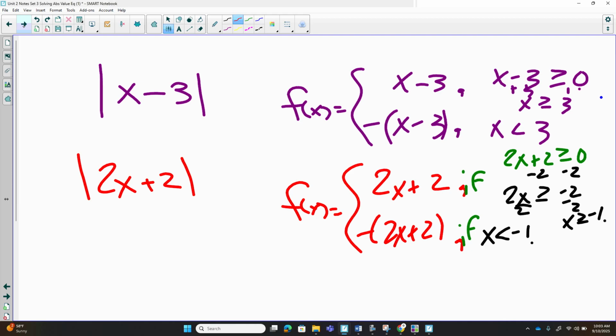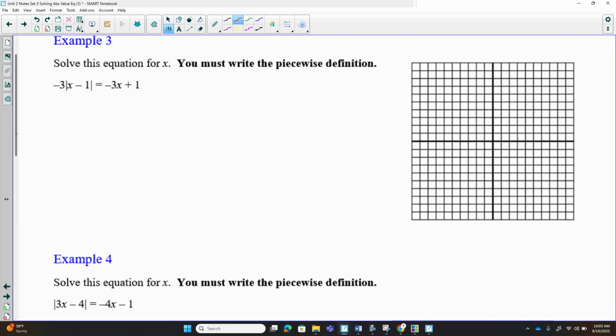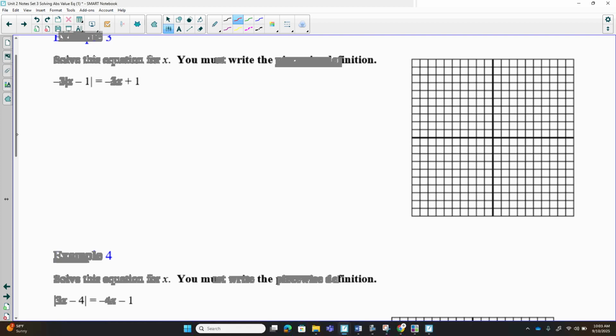Okay? Let's you practice some of this. All right, we're going to do one more. Example number 3. There are like 6, 7 examples in here, so we're going to try to do 3, 4, but we're going to stick with just doing 3.